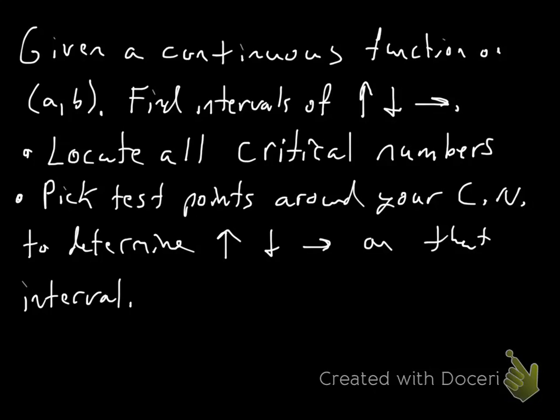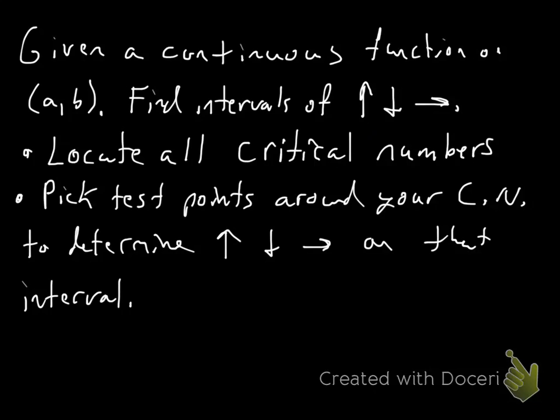So some guidelines here: if we're given a continuous function on an open interval (a, b), we're going to find first the intervals of increasing, decreasing, and constant behavior. So how do we find these? First, we want to locate all critical numbers. Remember, a critical number is where the function was defined at some c, and then we determine whether the derivative existed. If it didn't exist at that point, or the derivative at that point was equal to 0, then that was a critical number. So that's the first thing: locate all critical numbers.